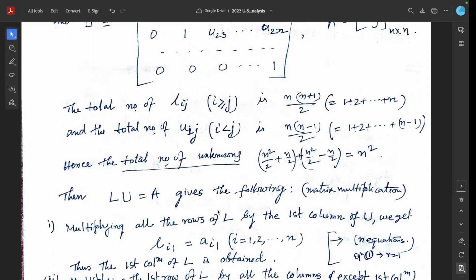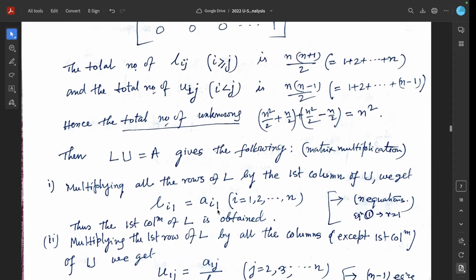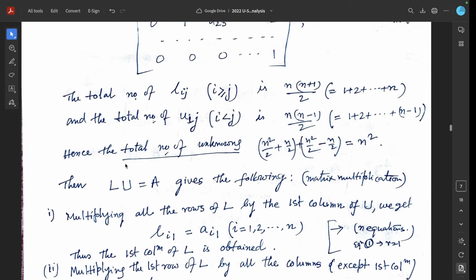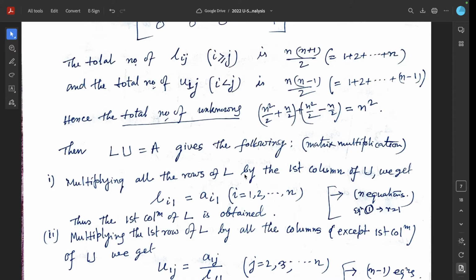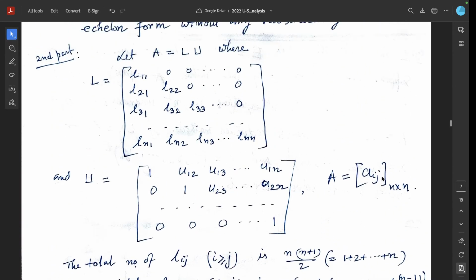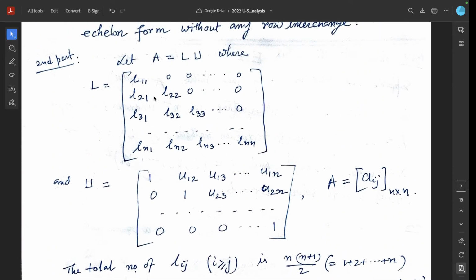Then A equal to LU gives the following steps, matrix multiplication. First, we multiply all rows of L by the first column of U. So matrix multiplication LU: all rows, this first row, this first column. First row, second row, first column. So first row, first column, L11.